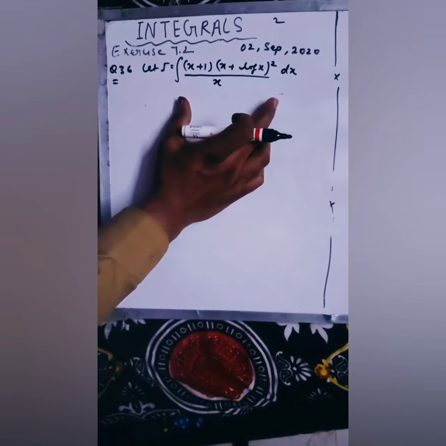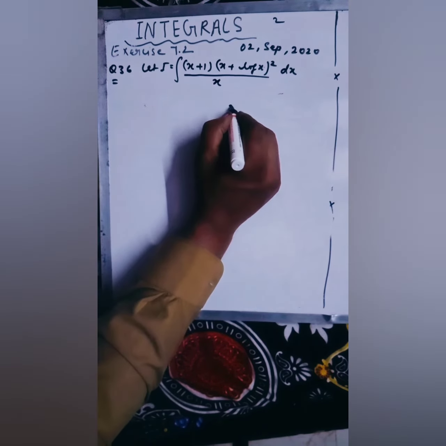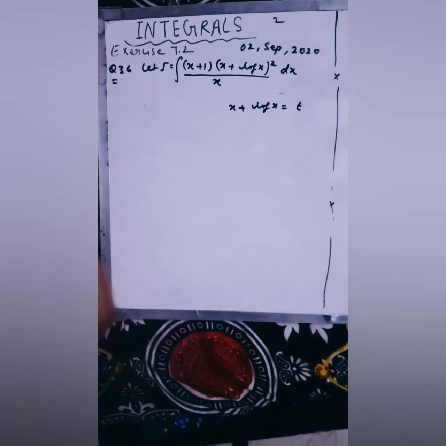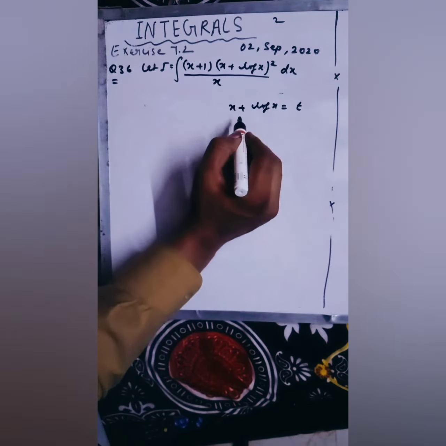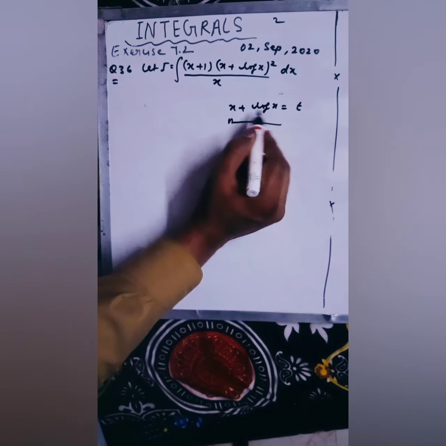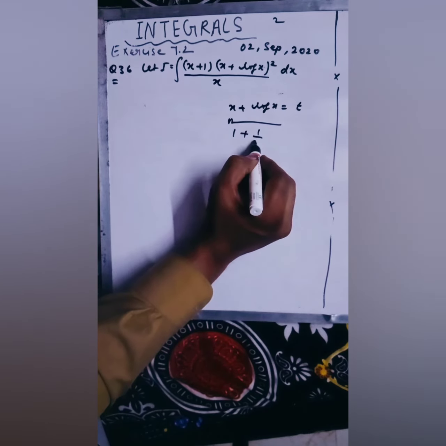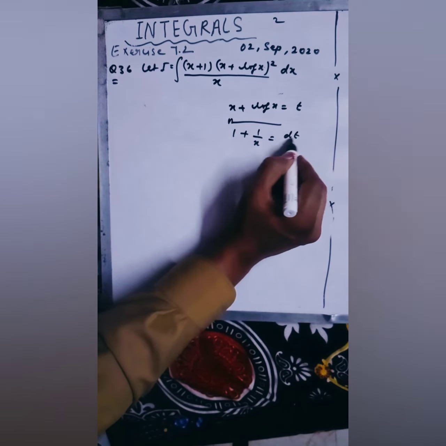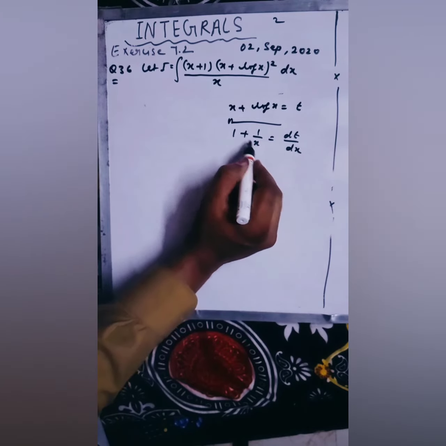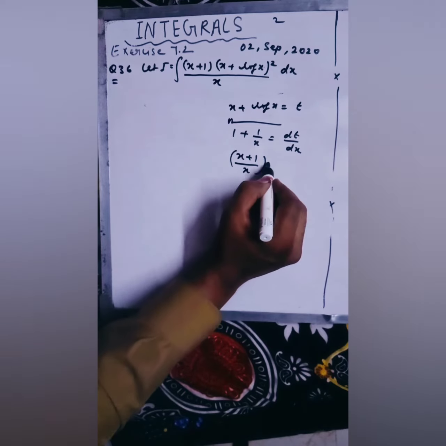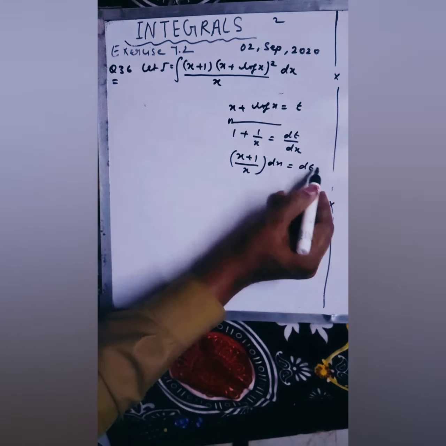Now see, this is question number 36. Okay, so in this question what you have to do, I'm putting x plus log x equal to t. Differentiating both sides with respect to x, the derivative of x would be 1, plus the derivative of log x would be 1 upon x, that is equal to dt over dx. So here you have to take the LCM, x plus 1 whole over x into dx, that is equal to dt.